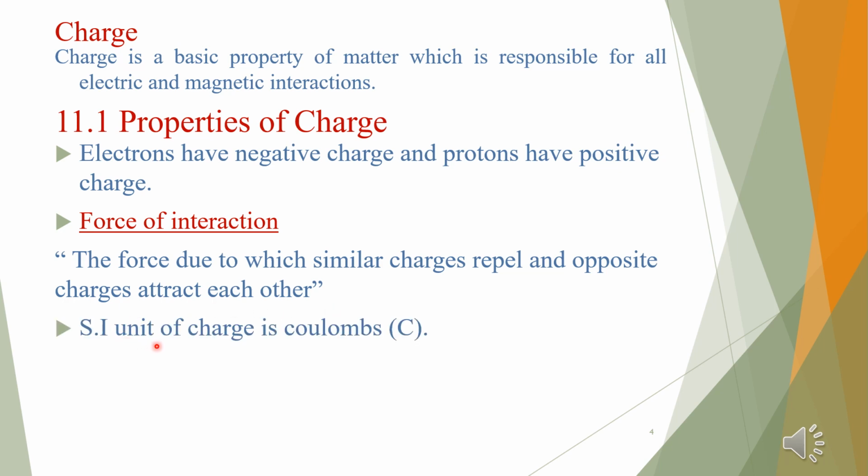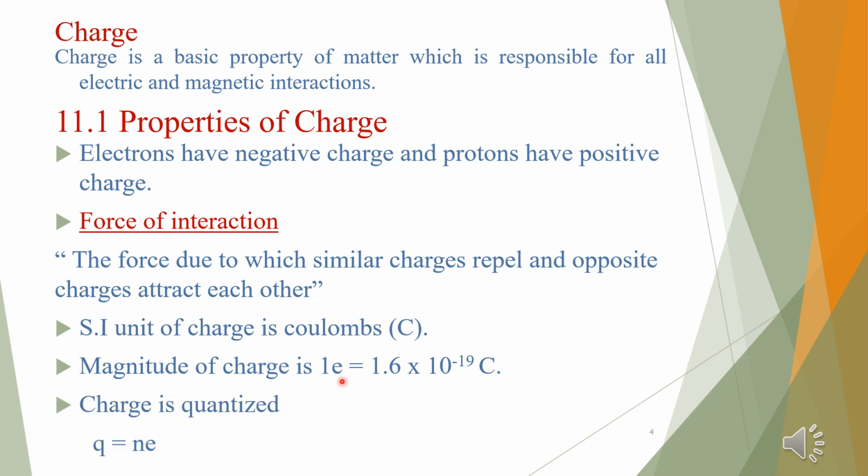SI unit of charge is Coulomb. Magnitude of charge is 1.6 exponent minus 19 coulombs. Charge is always represented by e. Charge is quantized. Quantization of charge means it will always be in the form of n times e. e is the basic or smallest unit of charge, which is 1.6 exponent minus 19 coulombs. It cannot be further divided by any number, so we take n as an integer.